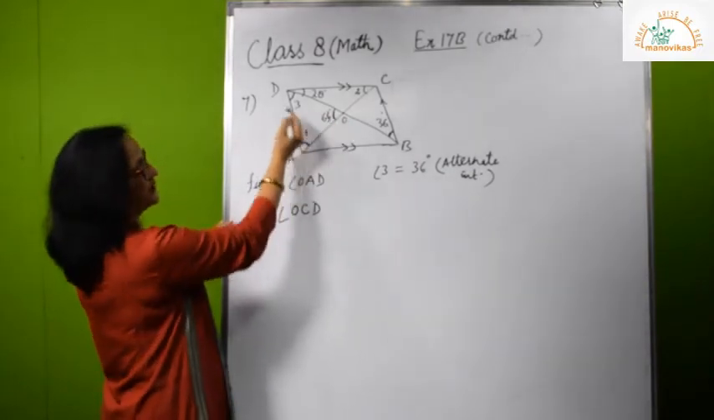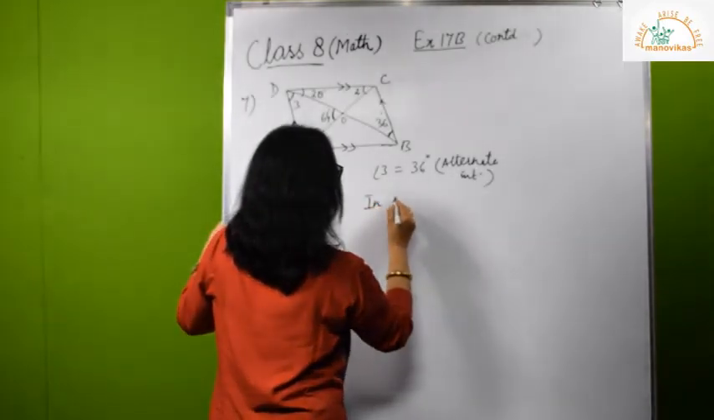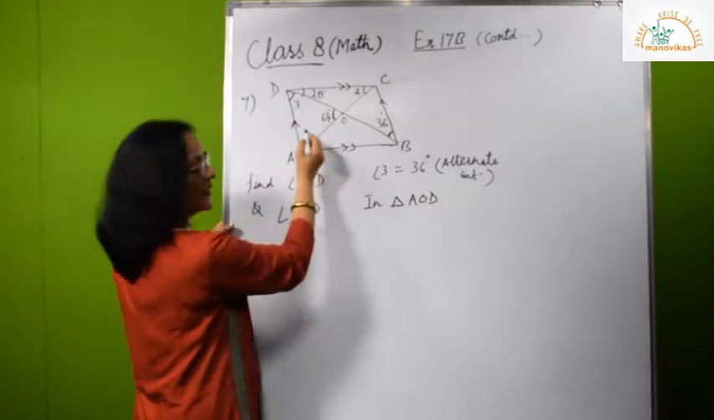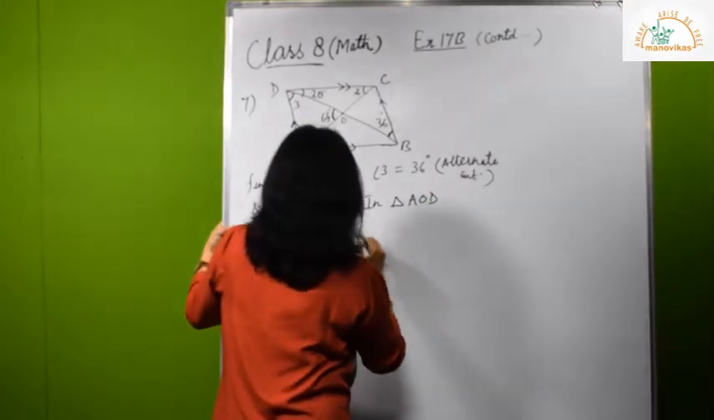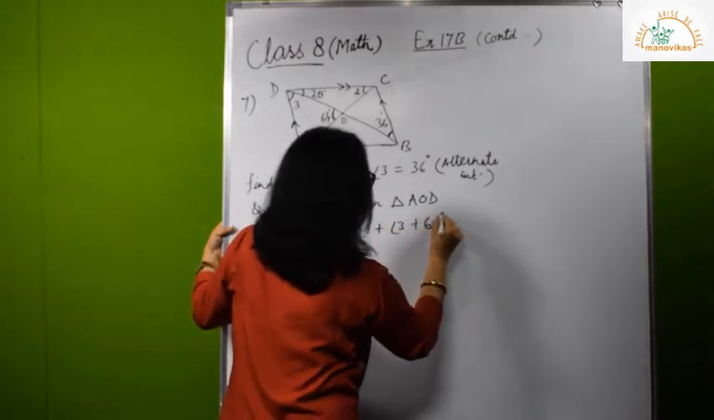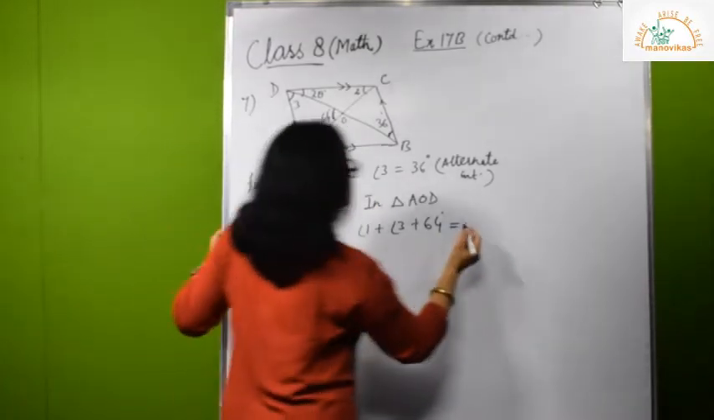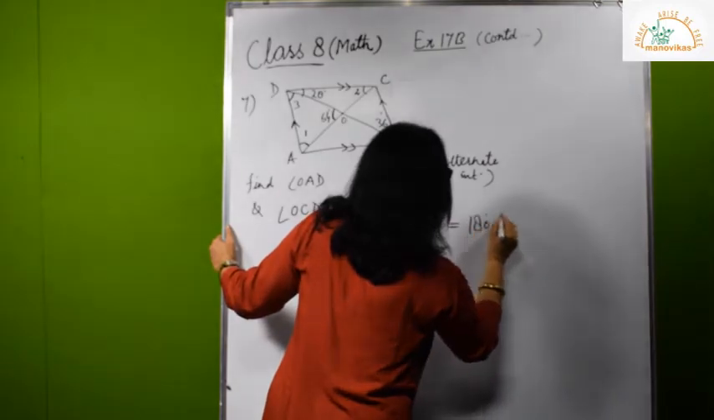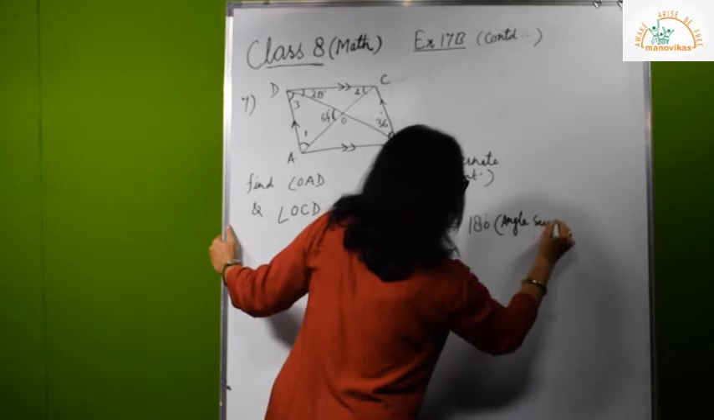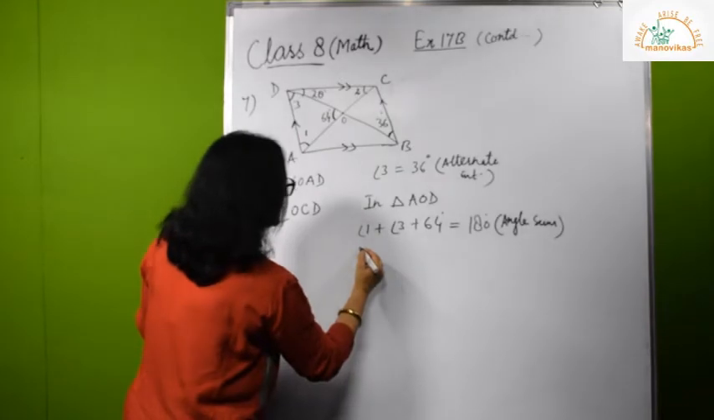Now we can take triangle AOD. So you will mention the triangle that you are taking. In triangle AOD, we add all the angles. So angle 1 plus angle 3 plus 64, all these angles, their sum will be equal to 180 degree. Again, mention the property, the reason: angle sum. So angle 1 we have to find.